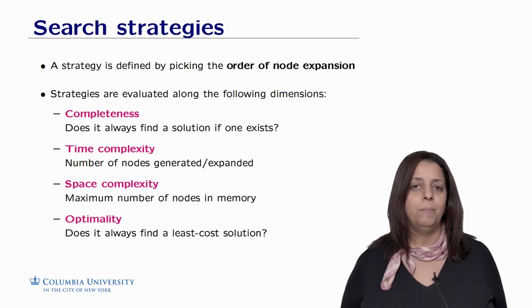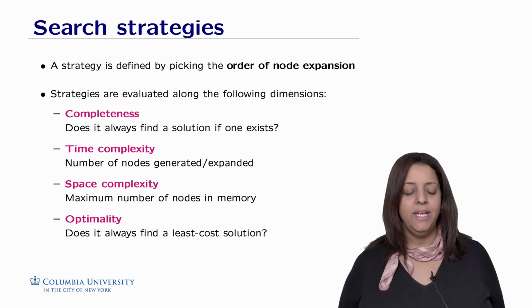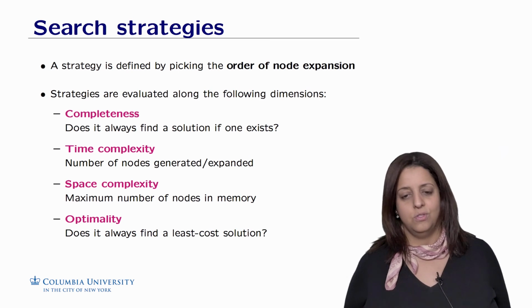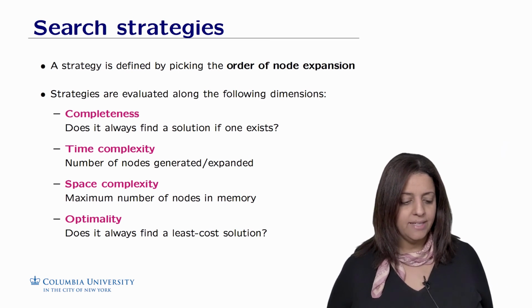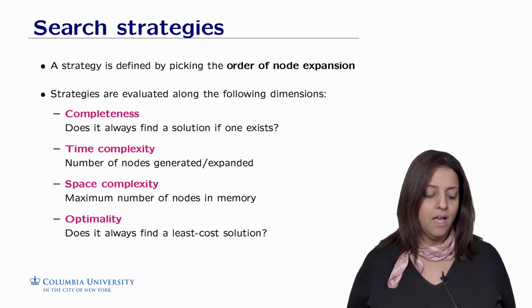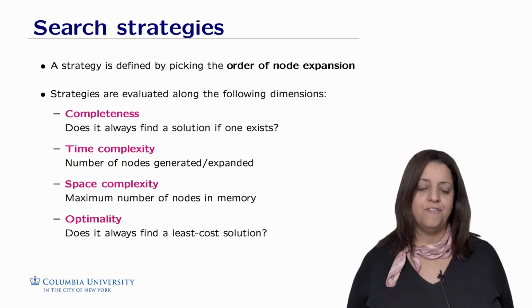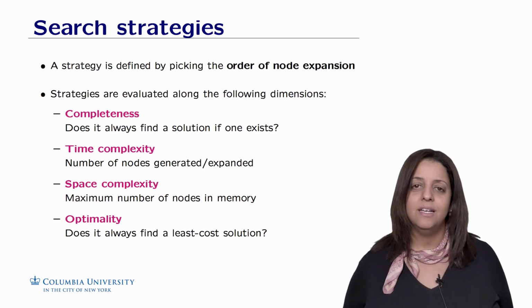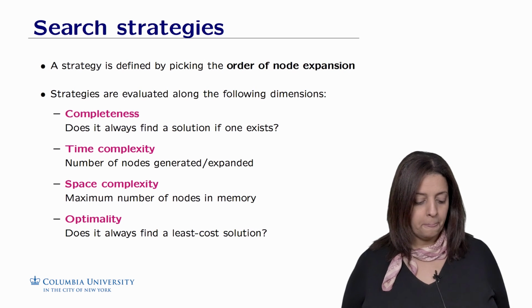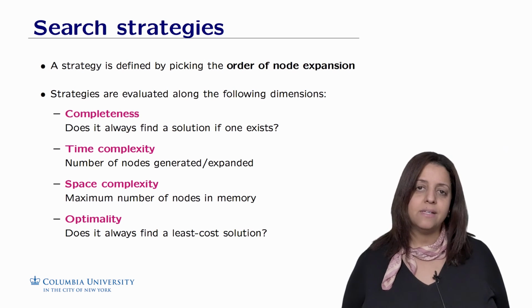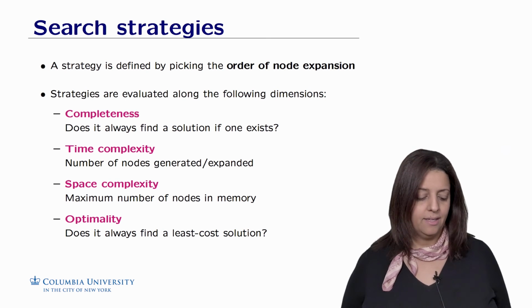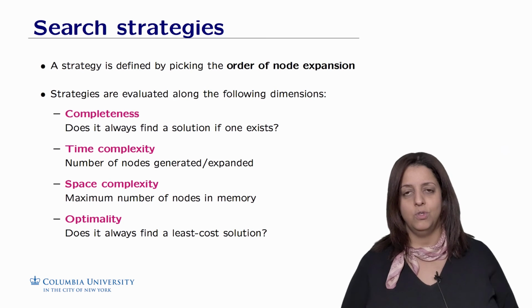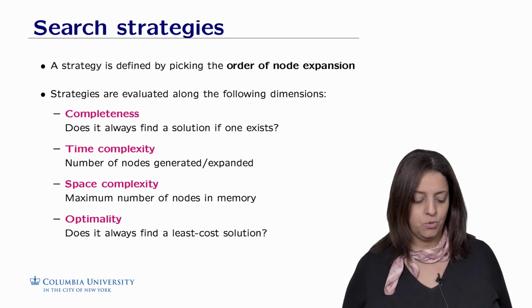The first one is called completeness, which asks: do we always find a solution if it exists? So we need to adopt a strategy that leads us to success. We also evaluate the strategy with respect to time complexity, which is approximated by the number of nodes generated and expanded. This gives us how much time we spend finding our goal. The fourth dimension is space complexity, which is how much memory we need. It can be approximated by the maximum number of nodes in memory at the same time, the maximum we need in order to solve the problem.